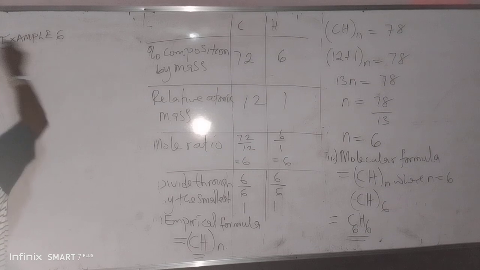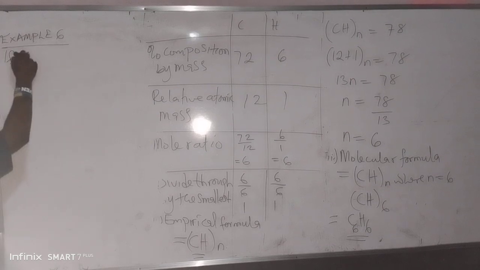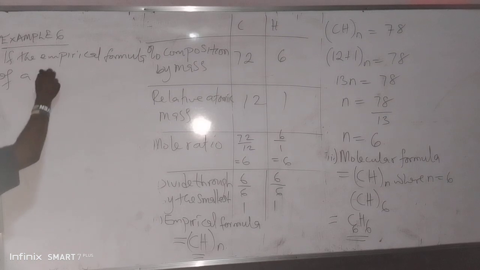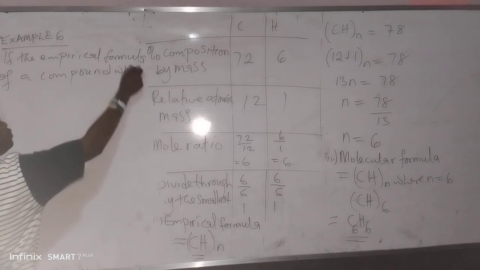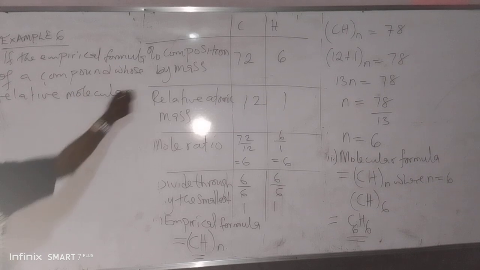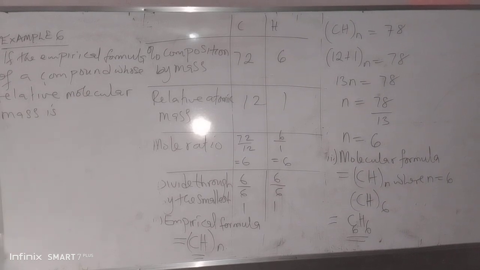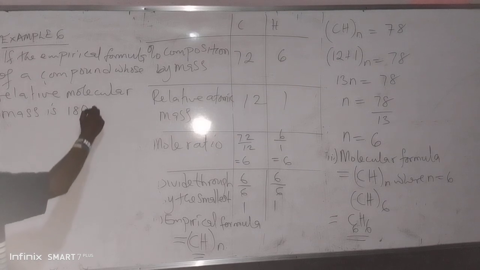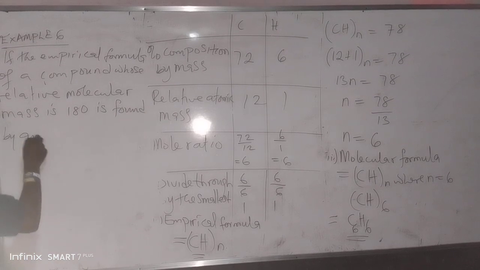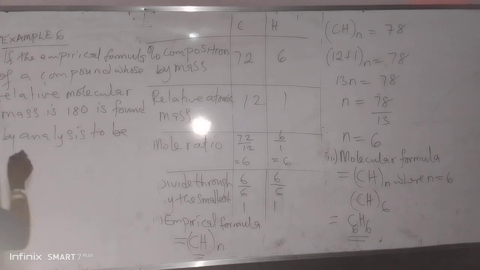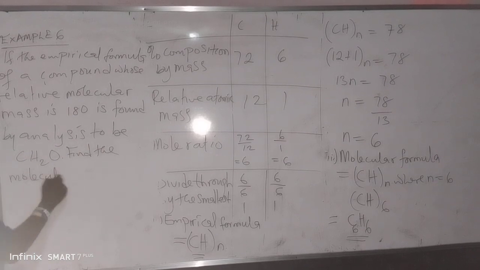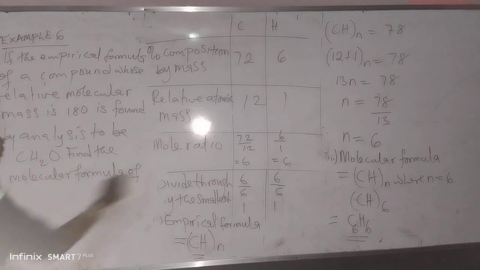Example 6. Now, if the empirical formula of a compound whose relative molecular mass is 180 is found by analysis to be CH2O, find the molecular formula of the compound.